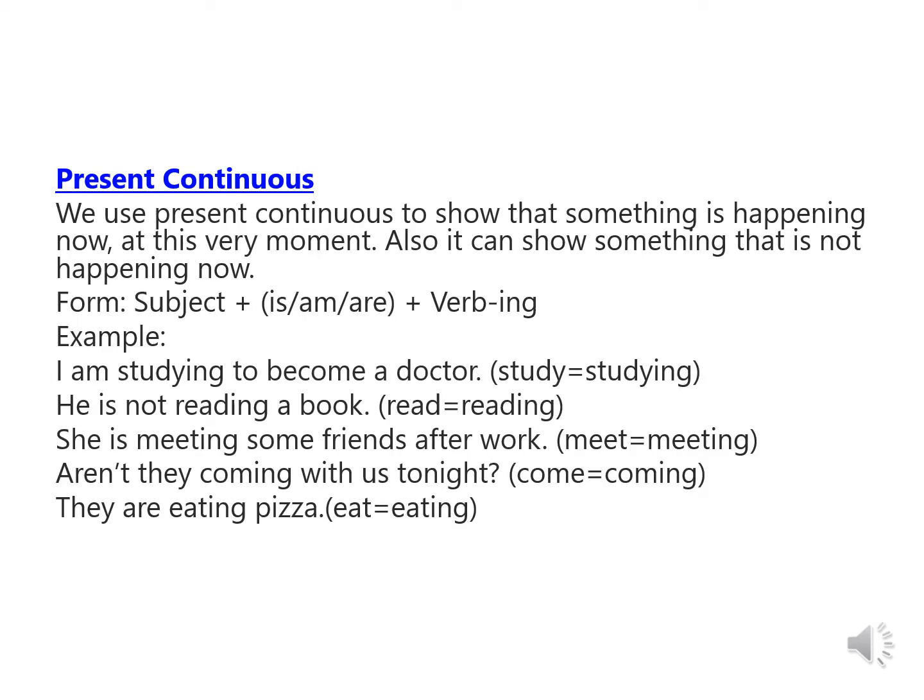Present continuous tense. We use present continuous tense to show that something is happening now at this very moment. Also, it can show something that is not happening now. The form for present continuous is subject plus is, am, or are plus verb with the ing form. Example, I am studying to become a doctor. So here study becomes studying because we're talking about present continuous.